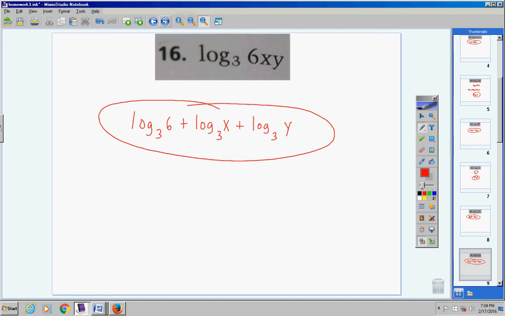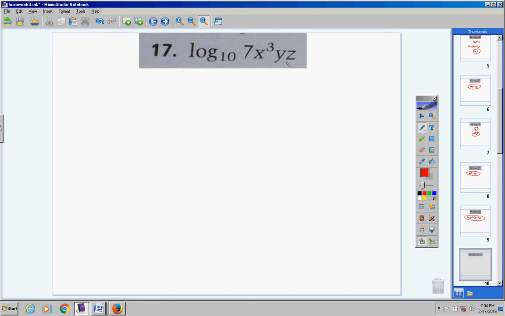Number 17 is identical. Only we have 4 parts. So we have 4 things, if you will, being multiplied. So I'm going to write 4 logarithms. I'm not going to put the 10. You can if you want to. It's understood to be there. Logarithm of 7. Logarithm of x cubed. Logarithm of y. Logarithm of z. They're all multiplying, so we'll put positive signs.